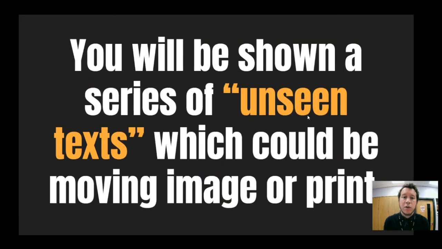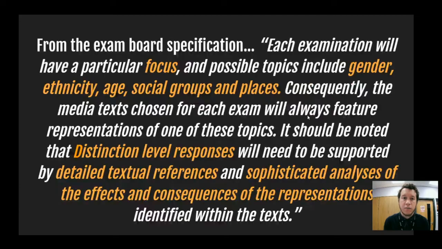In the exam, you will be shown a series of unseen text, which could be moving image or print, or a combination of both. You could be shown more than one unseen text. The exam specification says that each examination will have a particular focus. Possible topics for those focuses include gender, ethnicity, age, social groups, places, and consequently, the media text chosen for each exam will always feature representations from one of those topics.